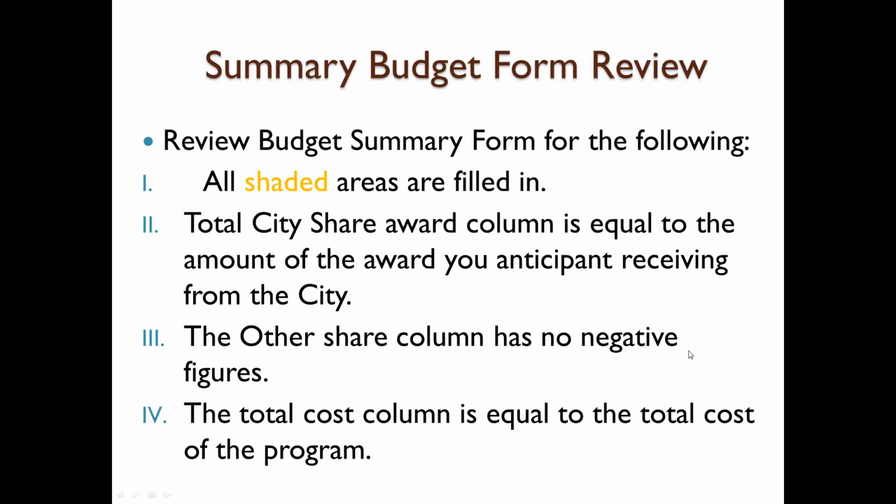So in our review of the summary budget form, what we want to make sure is that all of the shaded areas are filled in. The city award column is equal to the amount of the award you anticipate receiving from the city. The other share column has no negative figures, and the total cost column is equal to what you think the total cost of the program is. Okay? And now we have another question.